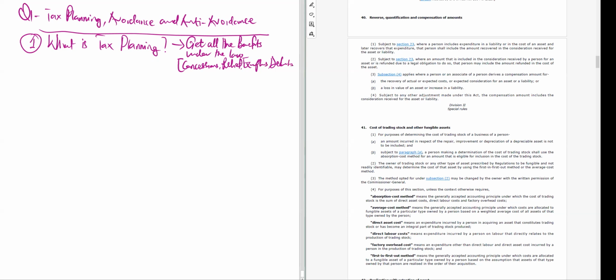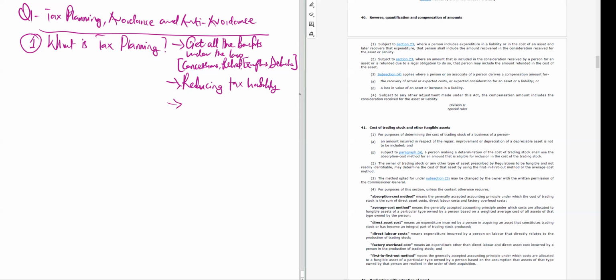So we are saying that planning your activities in such a way or arranging your finances in such a way that you end up getting all the necessary concessions, all the necessary reliefs, all the necessary exemptions, and all the necessary deductions under the law. These are the various areas where you get your tax benefits from. That is the first plan of tax planning, to get all the benefits, thereby reducing your tax liability, right? So why are you doing this? To reduce your tax liability.